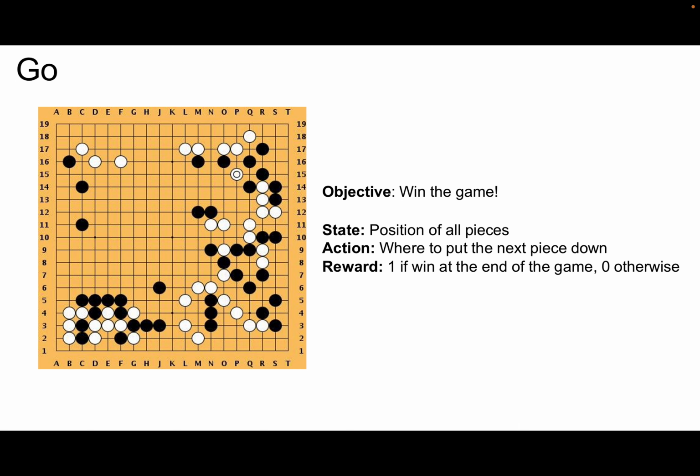And this is the game of Go. The objective is to win the game, the state is the position of all pieces, the action is where to put the next piece down, and the reward is 1 if you win at the end of the game, 0 otherwise. It was almost 10 years ago, right? 10 years ago, AlphaGo beat the Korean player Lee Sedol. And at that time, reinforcement learning was also used, reinforcement learning plus, I remember, random forest, a combination of reinforcement learning and random forest. These days, of course, much more advanced algorithms could be used, but 10 years ago, AlphaGo.